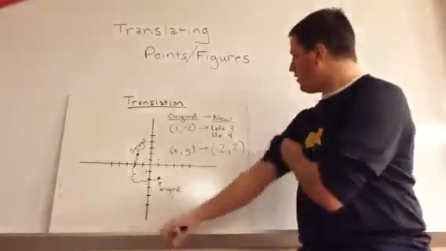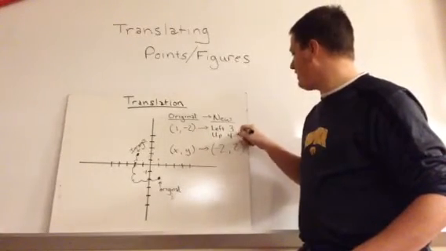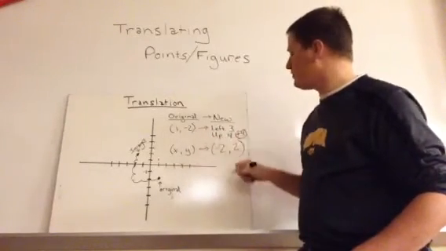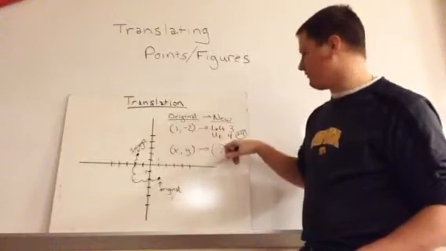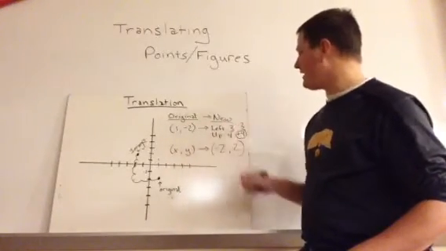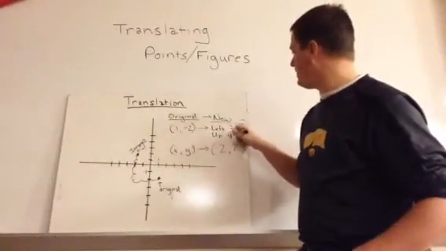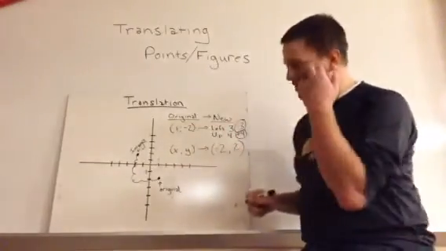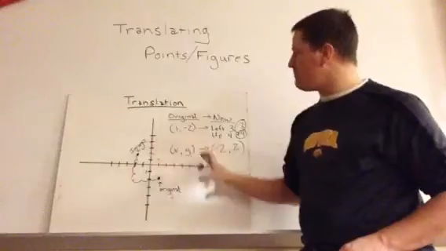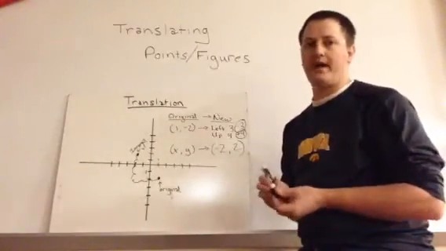And if you see, we moved up 4, which in reality is just adding 4 to our y value. -2 plus 4 is 2. And we went left 3, which is really just subtracting 3 from our x value. 1 minus 3 gives us the -2. So using this basic idea right here, we're going to now look at what we can do with it.